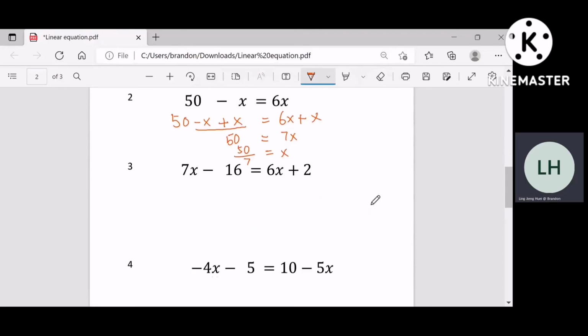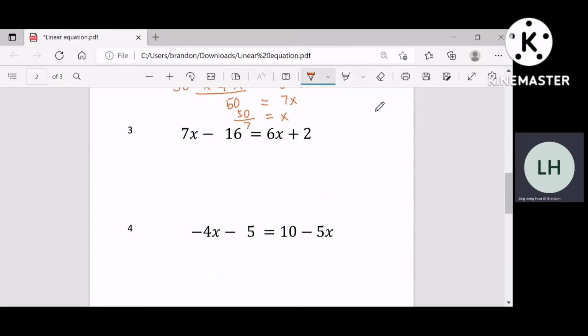Now let's take a look at this slightly complicated question. 7x minus 16 equals 6x plus 2.